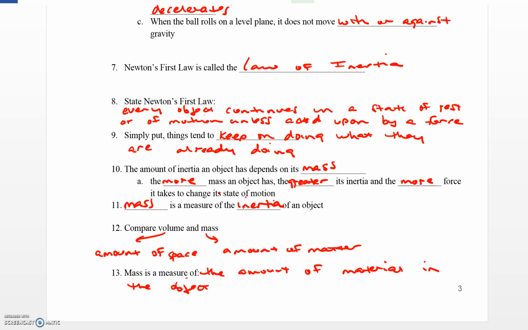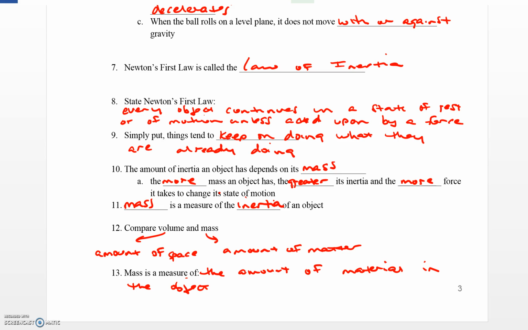Number 8 says state Newton's first law. So we know that every object continues in a state of rest or in a state of motion unless acted upon by a force. So in other words, that means that an object at rest will stay at rest, and an object in motion will stay in motion unless a force acts upon it. So number 9 says, simply put, things tend to keep on doing what they're already doing.